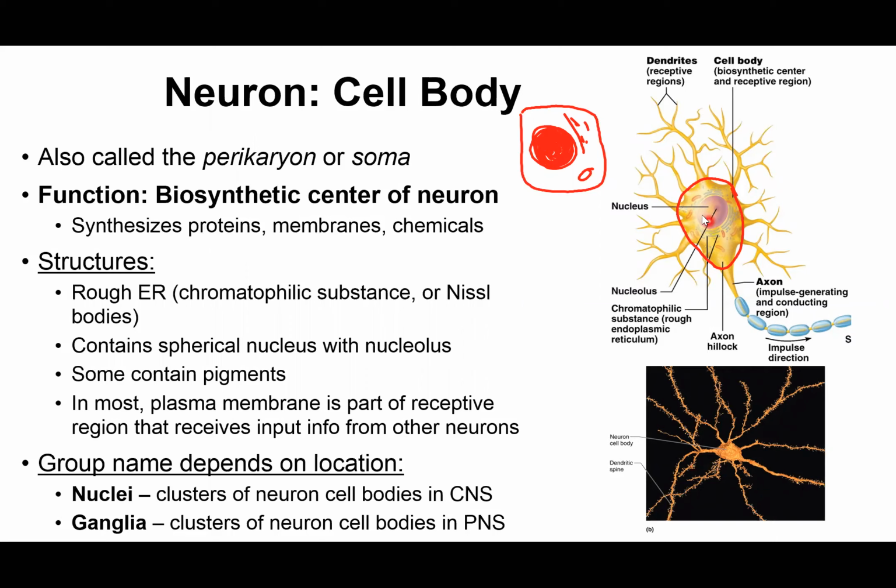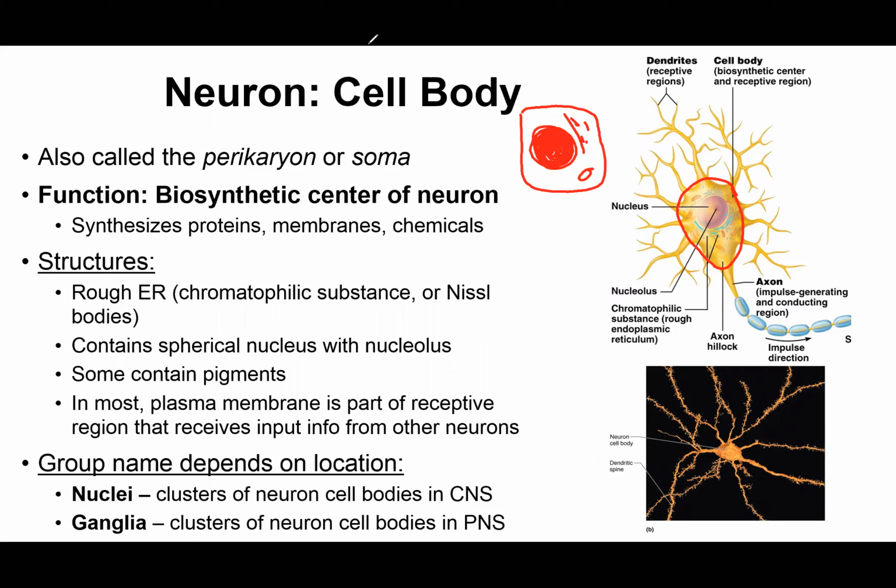This is where the nucleus is going to be present, which is going to synthesize proteins. This is where membranes and different chemicals are going to be present. You can see little mitochondria in there. You can see your ERs, your endoplasmic reticulums. And so the structures of the cell body include the rough ER, which you can see in this picture as these little blue lines right around the nucleus. So that's your rough ER.